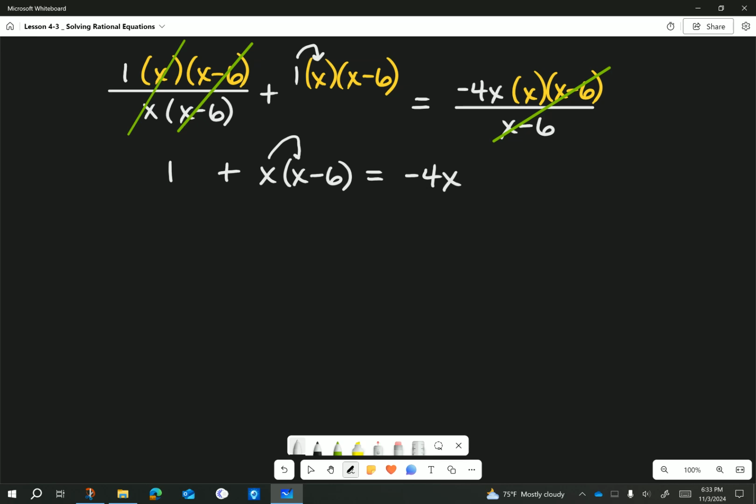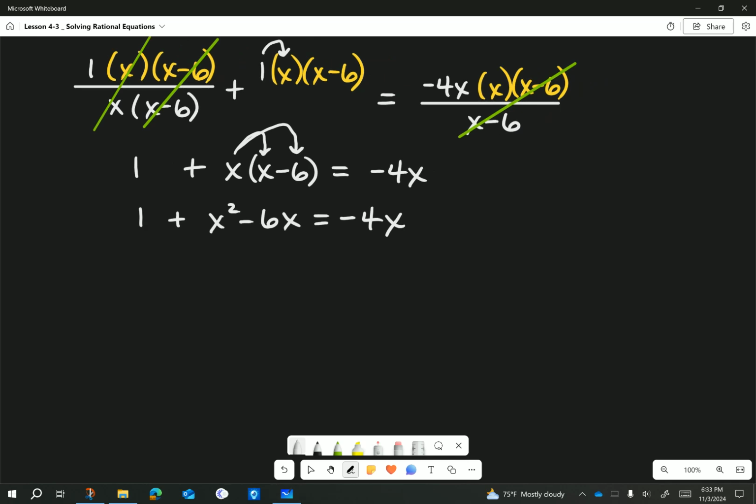Then you are going to distribute, always get rid of those parentheses, by multiplying. So x squared minus 6x equals negative 4x times x, which I originally forgot. There we go. Sorry about that hesitation there. So let me clean that up, because negative 4x times x, let's just write it as negative 4x squared. Okay.